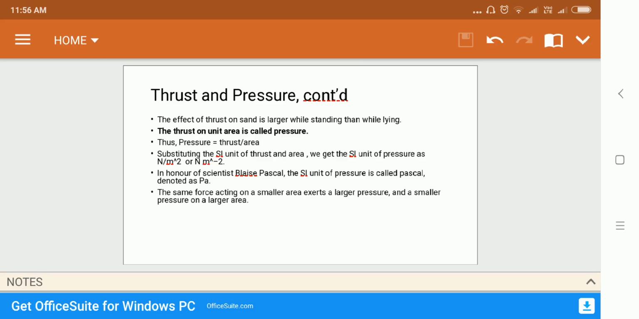So we want to determine now the SI unit. The SI unit of pressure comes from the SI unit of thrust and area. So what is the unit of thrust? Thrust is nothing but force. Force is applied on the perpendicular side, but ultimately it is a force. So the unit of thrust is Newton and the unit of area is meter square. So the unit of pressure is Newton per meter square.